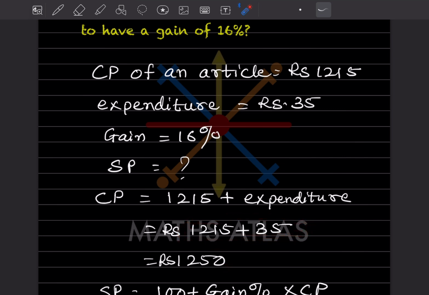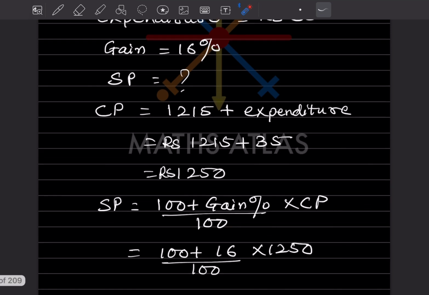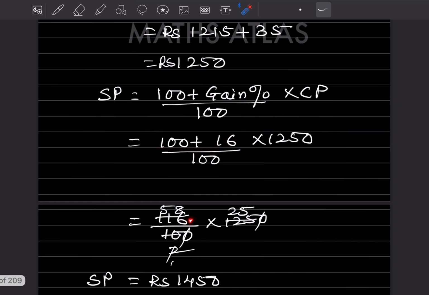So now what do they ask? They ask what the selling price is. Here the gain percentage is given. So again we are going to use the same formula, that is the selling price is equal to 100 plus gain percentage divided by 100 into cost price. This formula is used in many places. So here this will be 100 plus 16, divided by 100 into this cost price, which is 1250. So here this will be 116 divided by 100 into 1250.